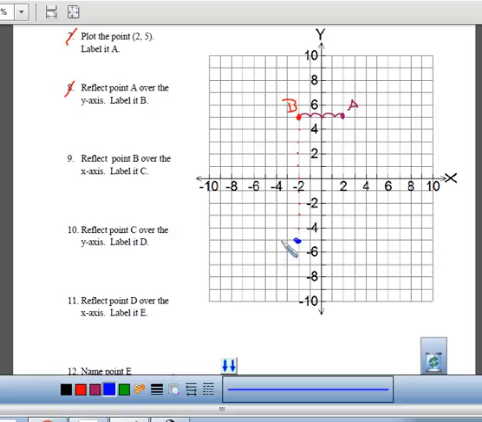Now we're going with point C. Now we're going to reflect C over the y-axis and label it D, so we're going this way. So 1, 2 to get to the y-axis, 1, 2 to get to our reflection, here's D. And then we're going to reflect D over the x-axis. And now this time, you might be able to just tell, if I reflect it, I'm going to end up back here. So basically, at the same point as A is point E.